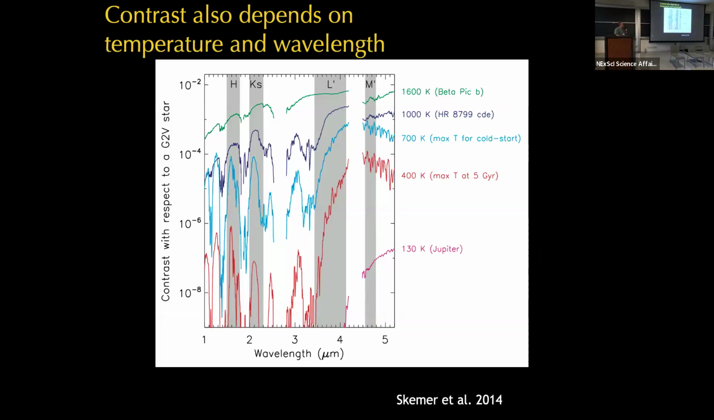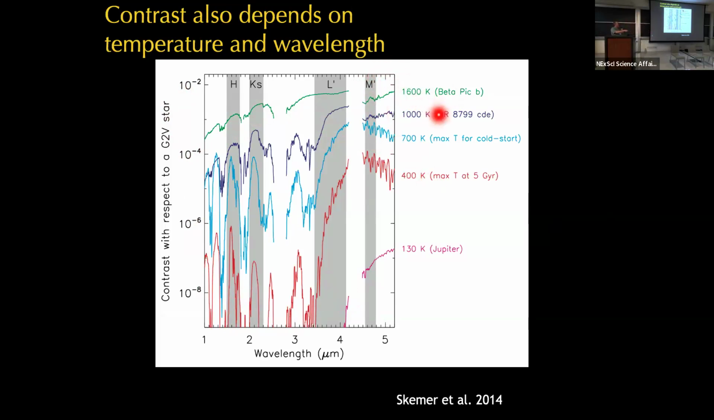In a little more detail, here is a plot of contrast. So contrast with a sun-like star on the y-axis versus wavelength going into the infrared on the x-axis. And so as you go to a very, very hot object, the contrast in the near infrared, in the H band and the K band, and the contrast in the mid infrared, the L and the M band, are not too dissimilar. So you have similar contrasts, similar ease of detection, no matter what band you're at.